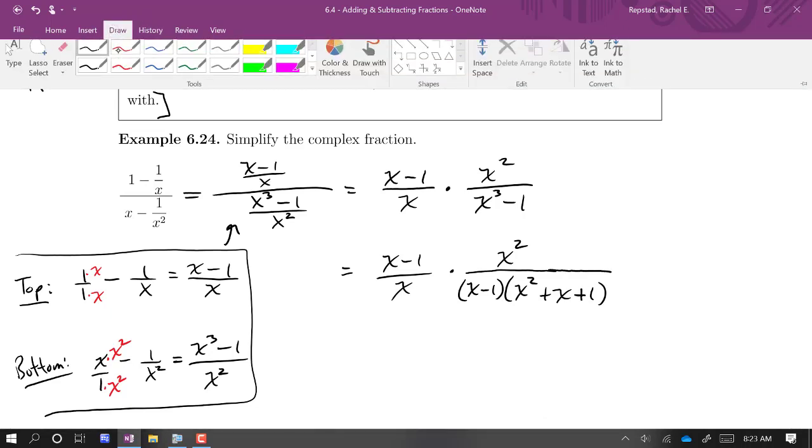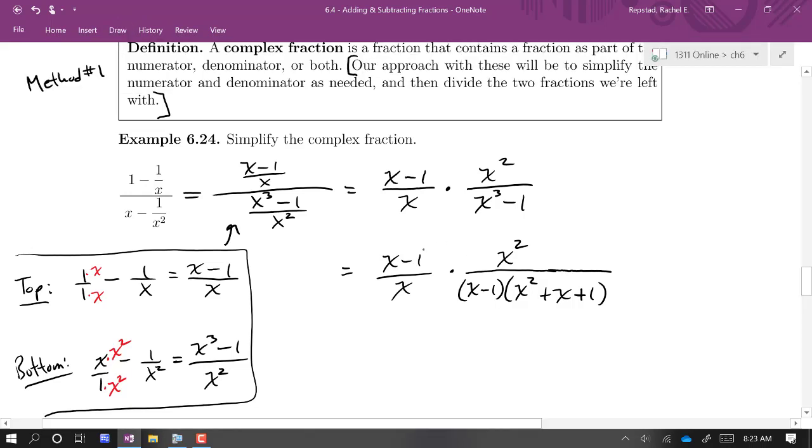Now we cancel the x minus 1 with x minus 1. Here's a factor of x with one of these factors of x that we have there. And what we're left with is x over x squared plus x plus 1.